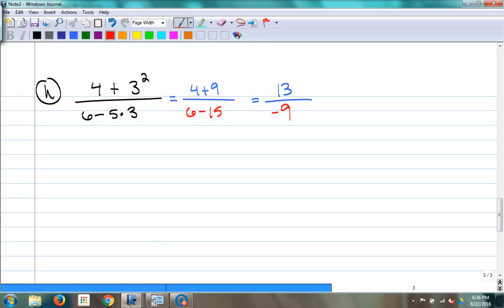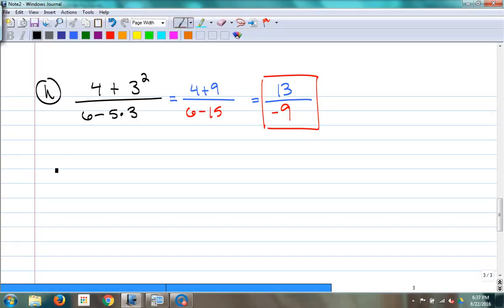And then you try to reduce that fraction if at all possible. Do 13 and 9 have anything that goes into both of them? No. 13's prime. 9 has 3 that goes into it, but that doesn't go into 13. Don't make it a mixed number. Don't make it a decimal. Leave it as an improper fraction. Reduce it if possible. Like if you ended up with 28 over 16, they're both even, so you could divide them both by 2 and reduce that fraction. But just leave it as an improper fraction. Don't change it to a mixed number or a decimal. That's not how you want to do things. Okay? It's going to help us later on.